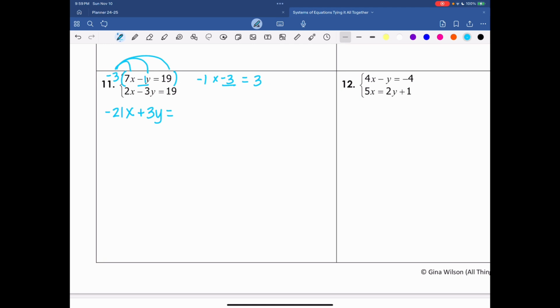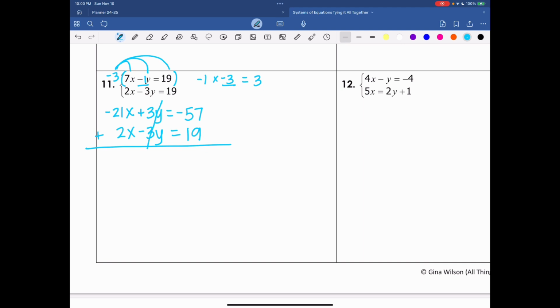Now this equals negative 3 times 19, and negative 3 times 19 is going to end up giving us negative 57. Now I'm going to go ahead and bring down the second equation. And now I can add these two together because we have now created opposite coefficients. Remember, when you create opposite coefficients, these terms eliminate each other.